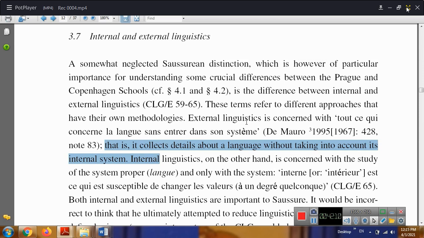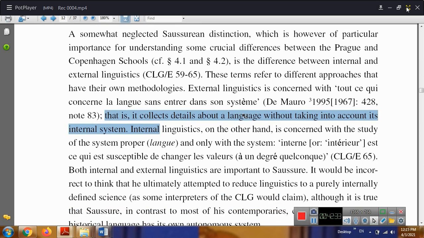In external linguistics, as its name denotes, we don't pay attention to the internal system of language. We just care about the external features of language. We just collect the details about language without taking into account its internal system. This is in contrast with internal linguistics, where we just pay attention to the system of language. We are concerned with the internal features of linguistic units, and we don't care about the external characteristics of language. Therefore, they are different from each other.